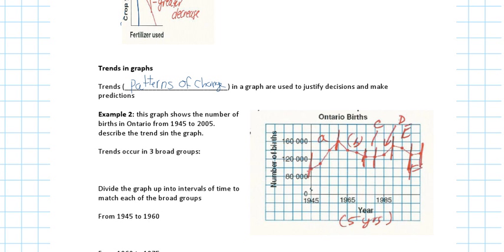And then we have constant, okay? Constant means it's flat, it's horizontal, it's not changing, okay? So that's the three broad groups. So when you're explaining, you're going to say it's either increasing, or decreasing, or constant.